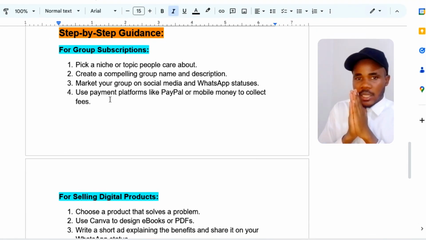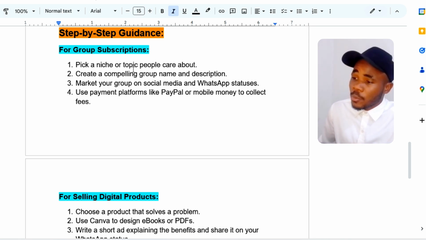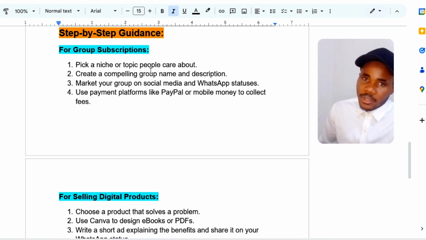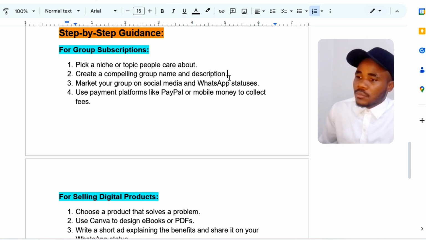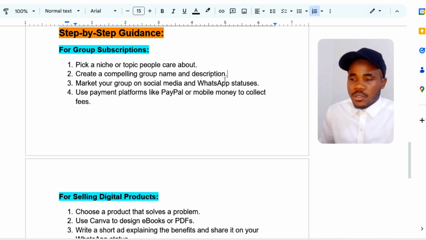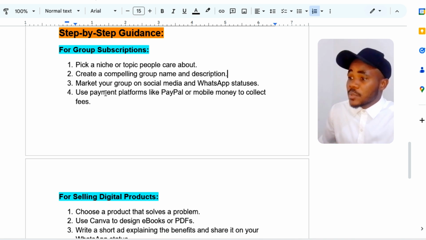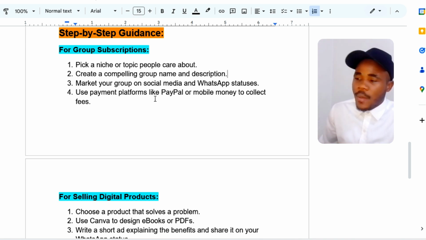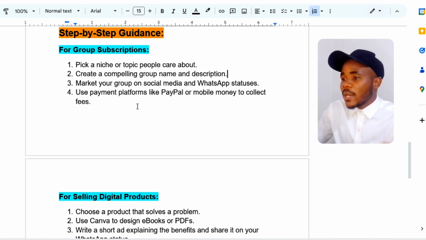Now, here is the step by step guidance for you to be able to achieve this. For the first strategy, group subscription, what you're going to do is you're going to pick a niche or topic people care about. That's the first thing. People should care about this. Then you're going to create a compelling group name and also a description so people can know what this group is about. Then you're going to market your group on social media and also WhatsApp statuses so people can know about this group. Then for payments, you can use PayPal or mobile money to collect fees.